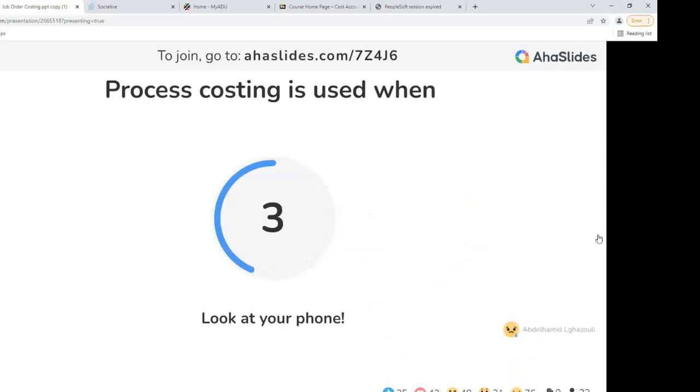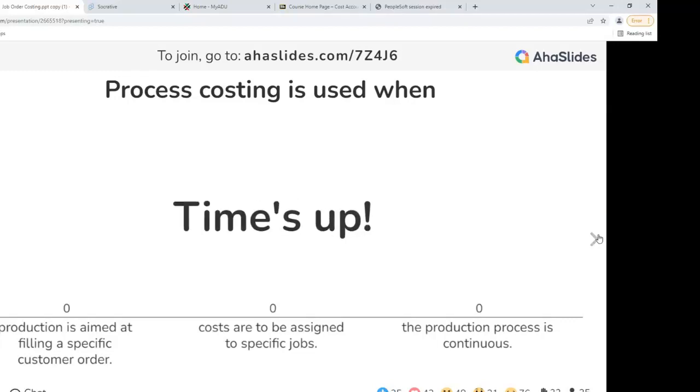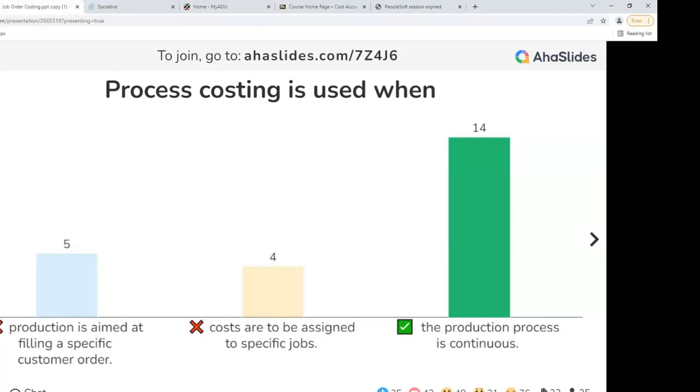Process costing is used when products is aimed at filling a specific customer order. Costs are to be assigned to specific jobs, or the production process is continuous. And the answer, of course, is 3.